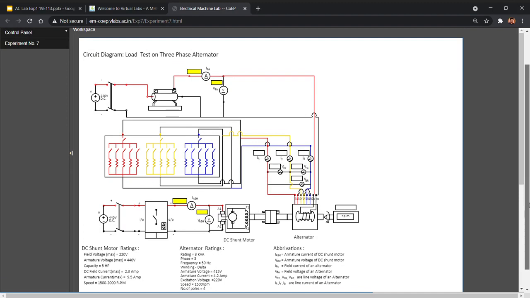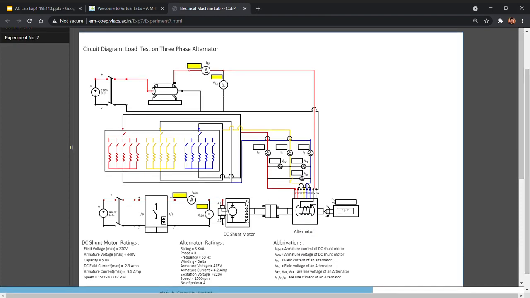Before starting the experiment, there are some precautions which we have to follow. All the DPST switches must be open initially. No load should be connected to the alternator. Here all the switches are open, so no load is connected, and the field rheostat should be at maximum resistance position. Now let us start the experiment.